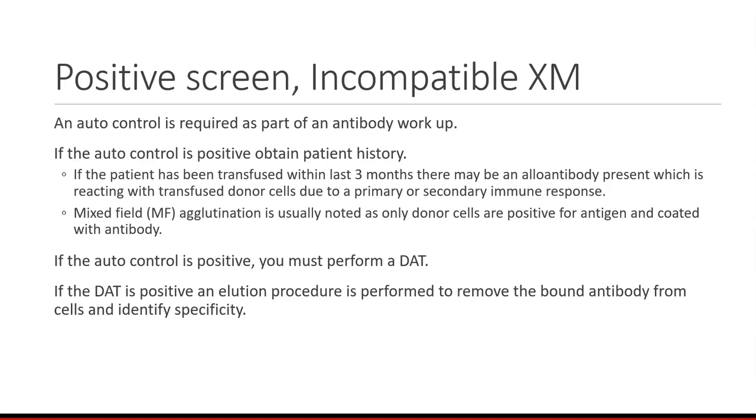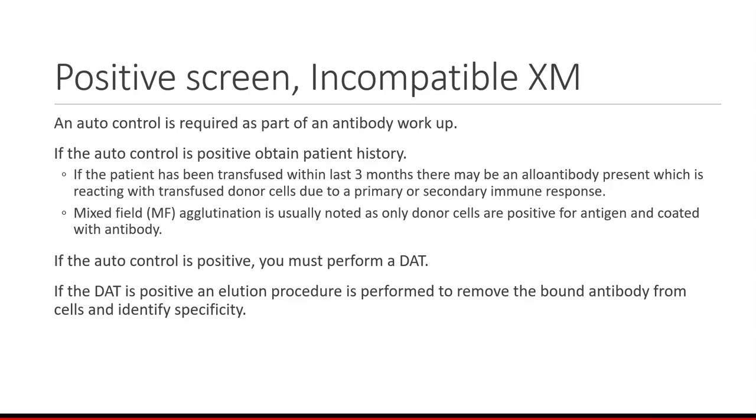Mixed field agglutination is usually noted as only the donor cells are positive for the antigen, and then they are coated with the patient antibody. So what you'll see is as you're shaking the tube, you'll see a sea of free cells. It looks silky, it looks smooth, and then boom, these little tiny agglutinates will pop up. And if you look at it under the microscope, you can also see that they're refractile. They just look different than a regular agglutination.